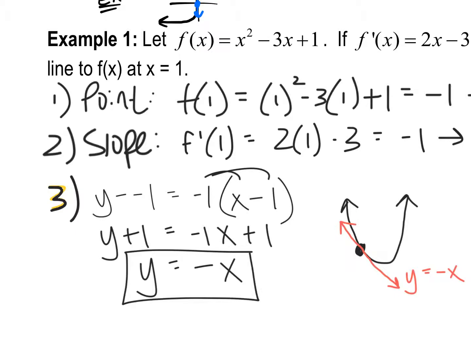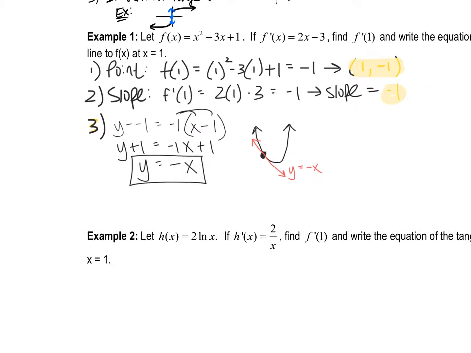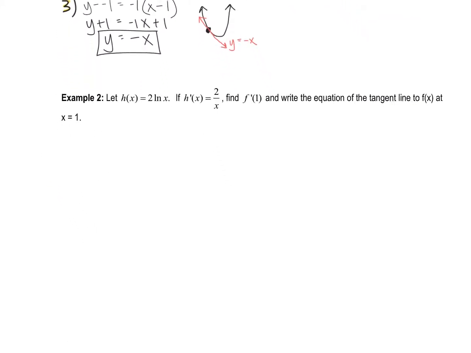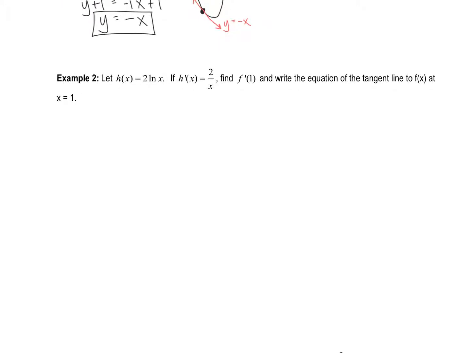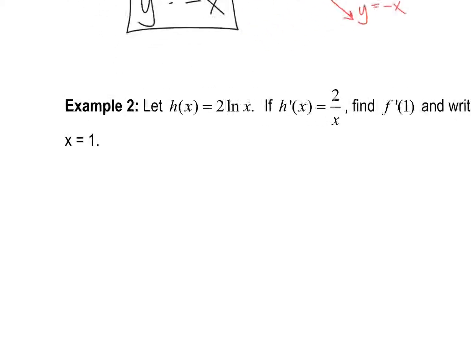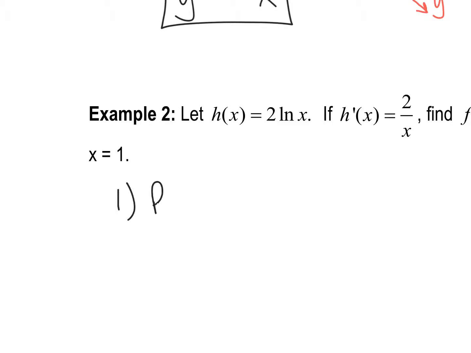Okay, let's try another one. Here we have example 2. It's again f prime of 1, x equals 1. That's just coincidence that they're using x equals 1. The x value could be anything. But what I'm going to do first is figure out what the point is. So step 1 is to find the point by plugging in to h. Oops, this is h actually.